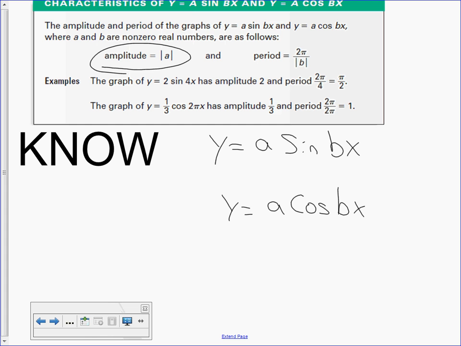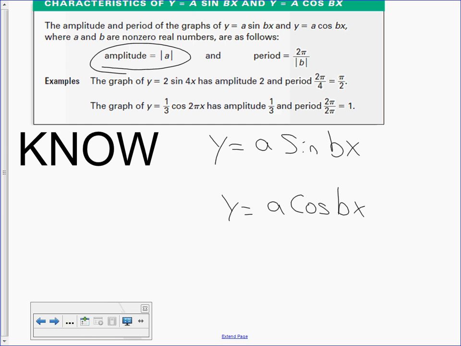The period is always going to start out with sines and cosines with 2 pi in it. What you do to that 2 pi is you divide it by the value of b. Your period should always be positive. You don't want a negative period here. That's why they have that with absolute values.